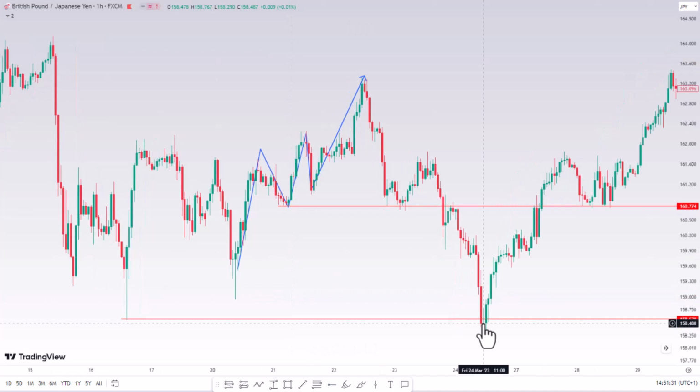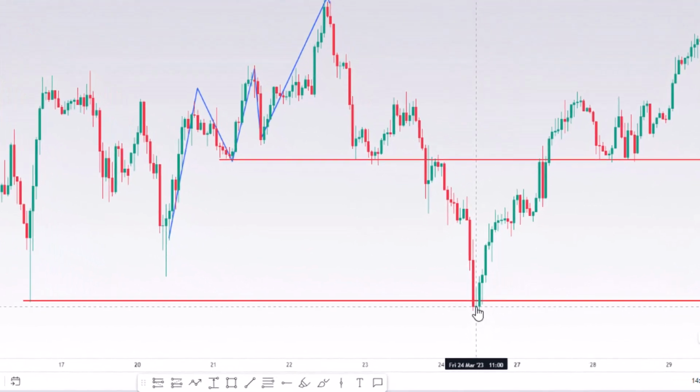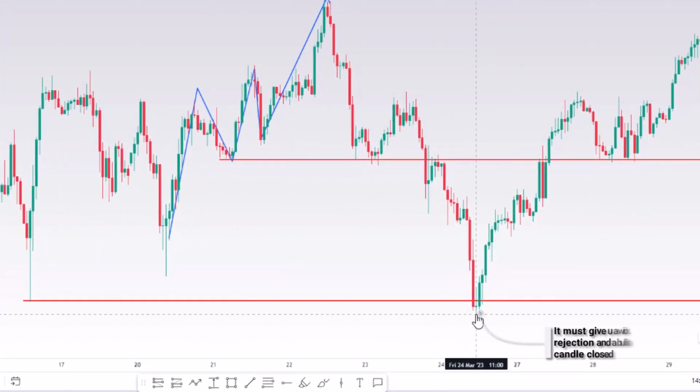When you want to buy, you have to consider two criteria. A candle must form in the direction in which you want to buy. That's like a bullish candle, as you can see, and also with wicks. It must give you wick rejection, and the candle must be a bullish candle.